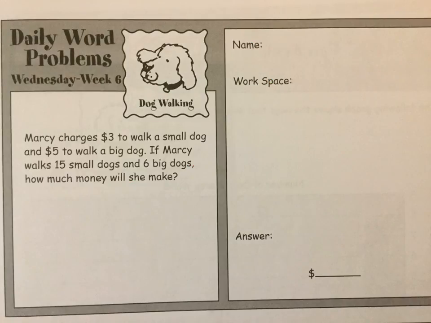And for Wednesday, it says that Marcy charges $3 to walk a small dog and $5 to walk a big dog. If Marcy walks 15 small dogs and 6 big dogs, how much money will she make? Okay, so we have a little ratio here, a comparison. I know it's $3 for every small dog, $5 for every big dog. And I know that she walks 15 small dogs and 6 big dogs.